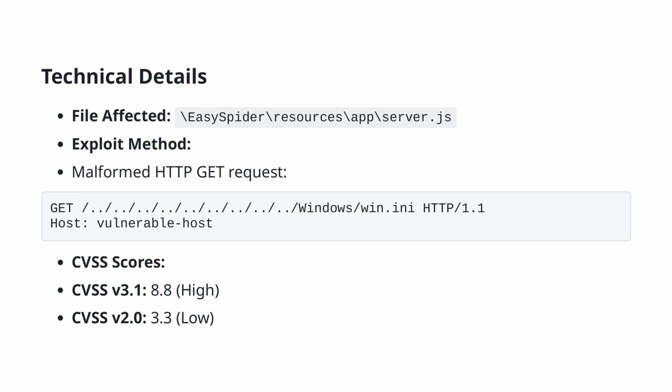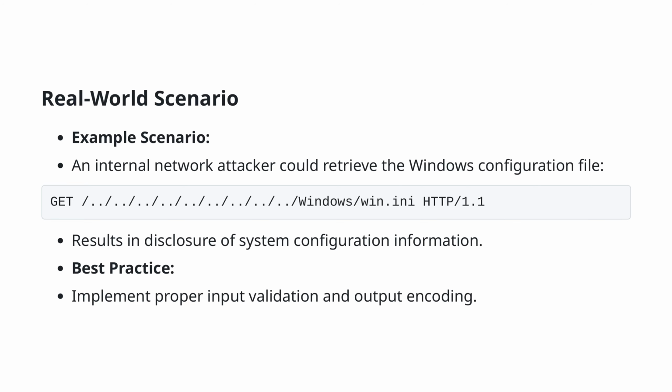Let's consider a real-world scenario that illustrates how an internal network attacker could exploit a vulnerability to retrieve sensitive information. Here, the attacker sends a specially crafted HTTP GET request to the server: GET //windows/win.ini HTTP/1.1 Host: vulnerable-host. This exploit takes advantage of a path traversal vulnerability, which allows unauthorized access to the Windows configuration file, win.ini. The outcome is the disclosure of system configuration information, which could potentially be used to further compromise the system.